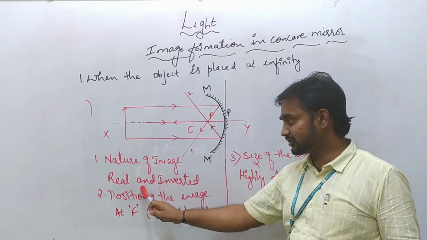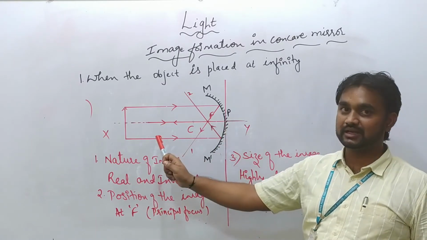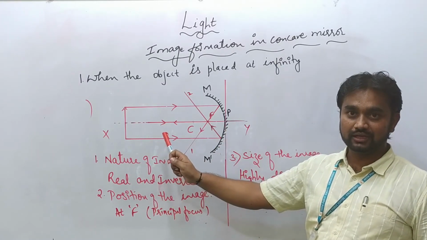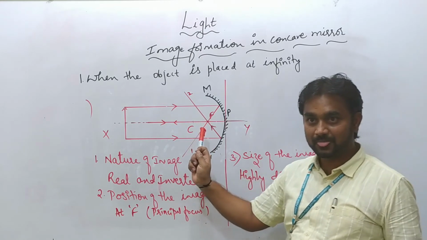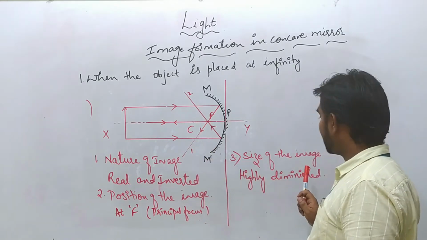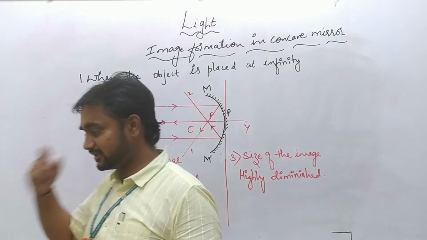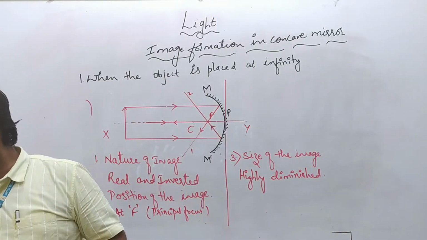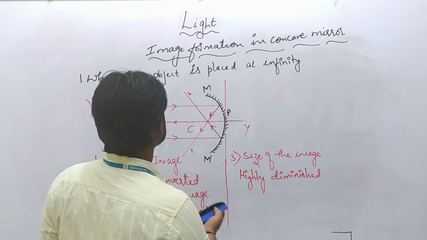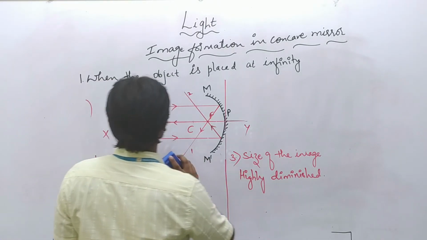The nature of the image is real and inverted because we are getting it on the same side, in front of the reflecting surface or in front of the mirror. And the size of the image is highly diminished. Is that clear? Next. Okay, you have understood now.